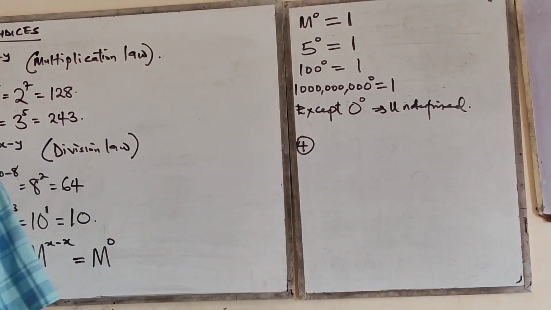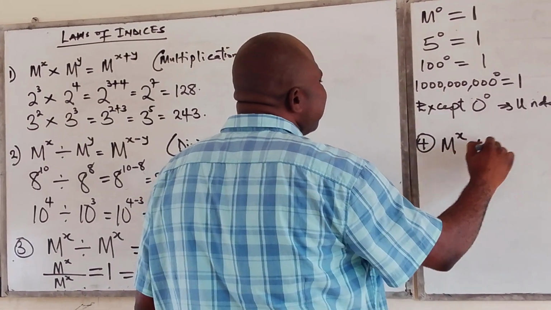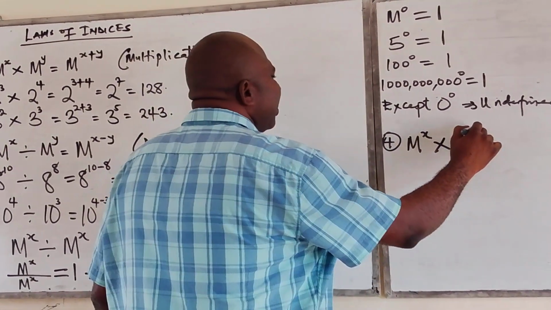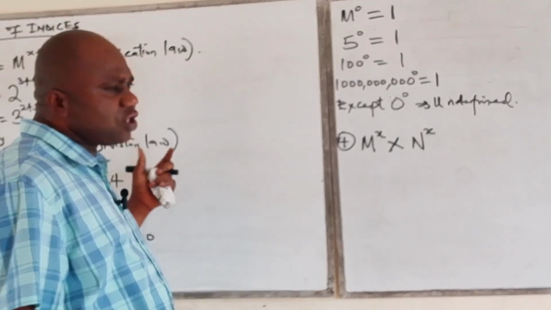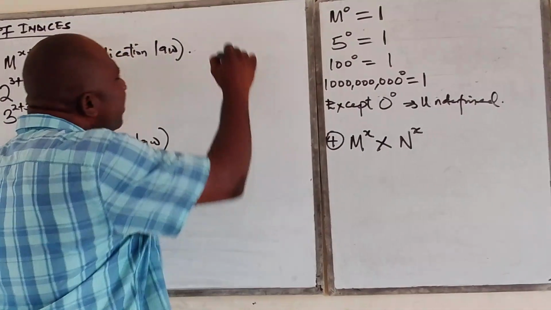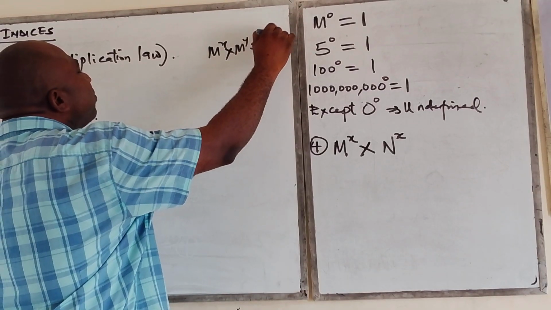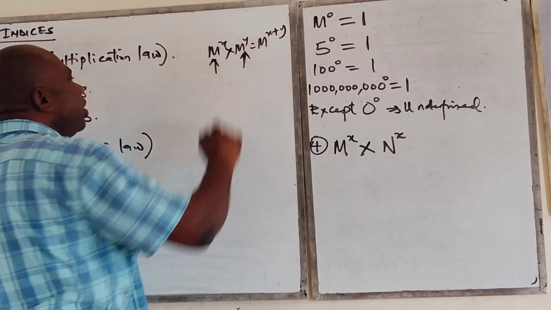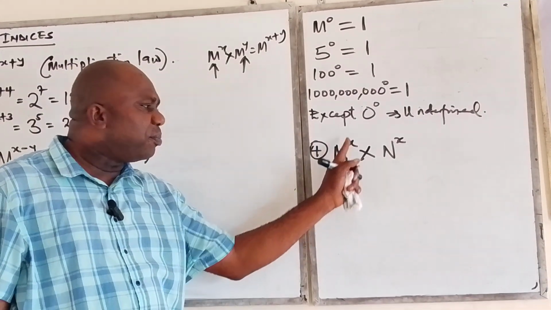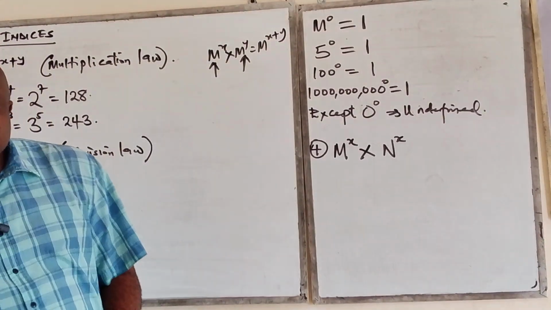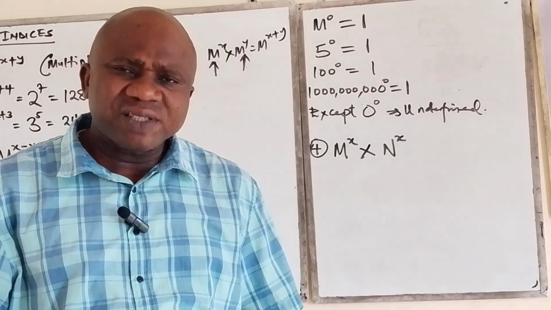Yes, law number 4. Now, let's do it. m raised to the power of x times n raised to the power of x. Now, remember in the first law, we said m raised to the power of x times m raised to the power of y is equal to m raised to the power of x plus y, because the bases are equal. But looking at this law, the bases are not equal, but the powers are equal. So it means there's a law that guides when the bases are not equal and the powers are equal.